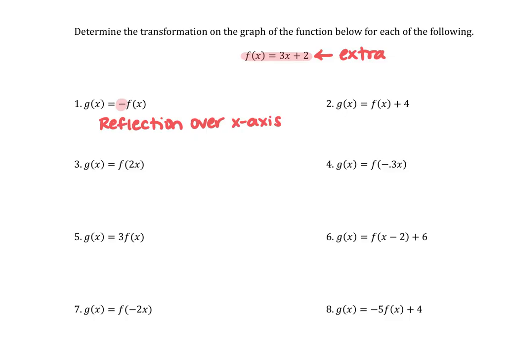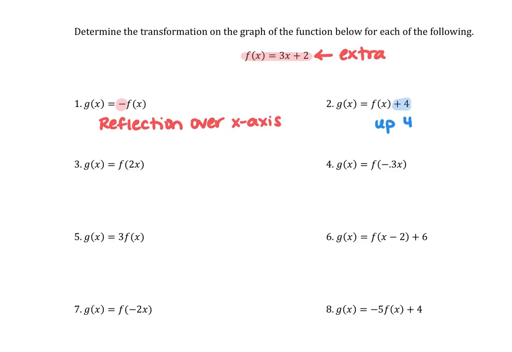All right, number 2, again, I'm looking for anything that's not a G, F, or X, so I see this plus 4. Anything that appears behind the X is going to be a translation, so that means it's a shift up, down, left, or right. Since it's behind the parentheses, that is up or down, and it moves exactly the direction you think. Since it's plus, it is moving up 4.